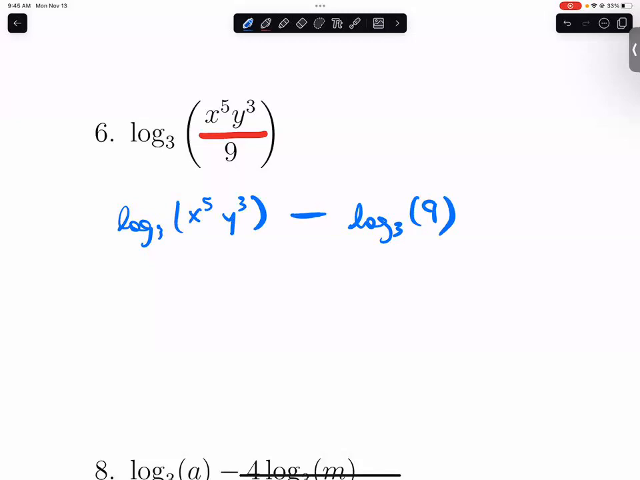Then, zoom in mentally and just look at this piece and do what else we can do here. And look at this piece and do what else we can do there, right? So what else can we do here? Well, it's x to the 5th.